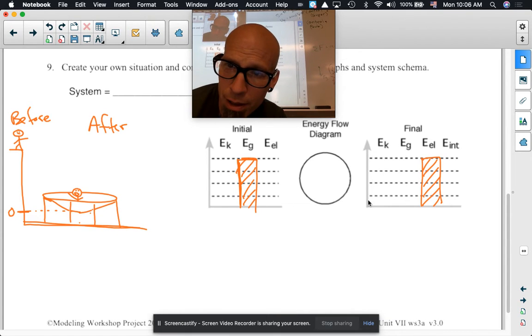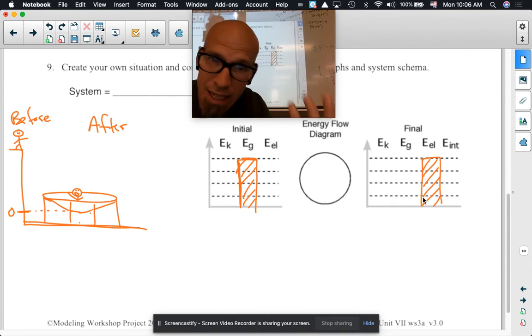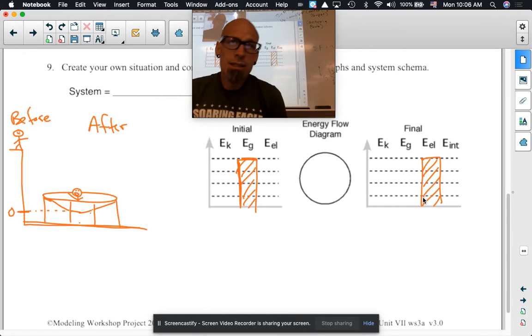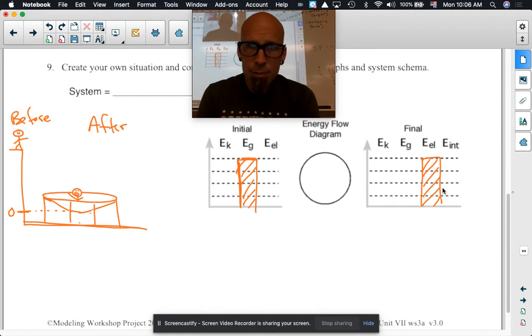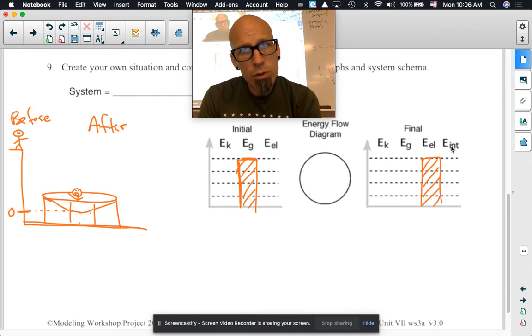If you want, maybe there's a half a block here of E internal, and then the rest of it is elastic. That's fine too. Again, and I've said this before, I usually don't use E internal unless there is an obvious loss of mechanical energy in the scenario. That's just me. I'm just making it easier on myself.